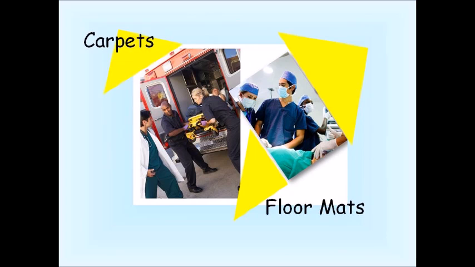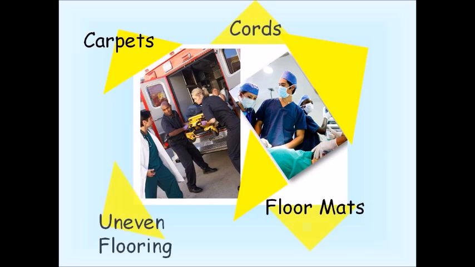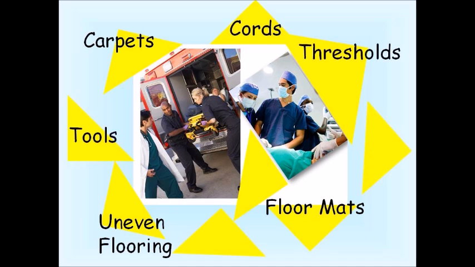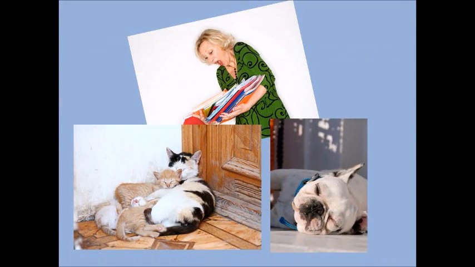Things like a slightly curled up edge of a carpet or mat, extension cords, uneven walking surfaces like cracks in sidewalks or other walking surfaces, thresholds in doorways, tools, even those cute little pets snoozing in doorways cause hundreds of falls every day. Can you spot the trip hazards in this photo?